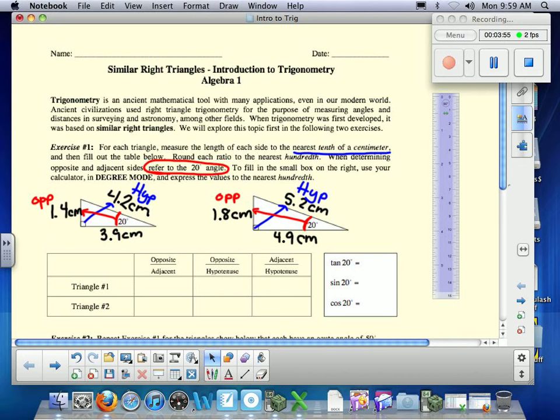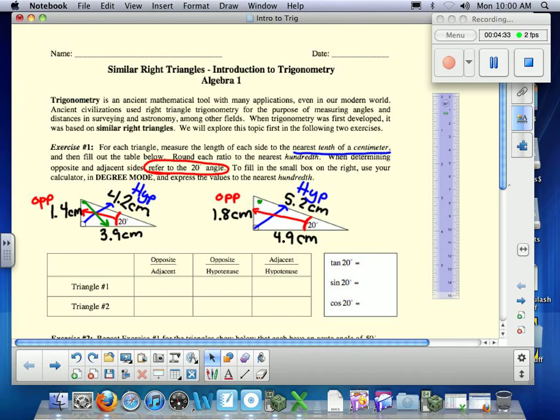So the opposite depends on where your reference angle is. It depends on the angle that we're supposed to be working with. Will it change if the 20 is above the right angle? Yes. If the 20 was up here, then the opposite would be down there. So it does depend on which angle you're working with. Again, read your problem, make sure that you know what you're talking about.